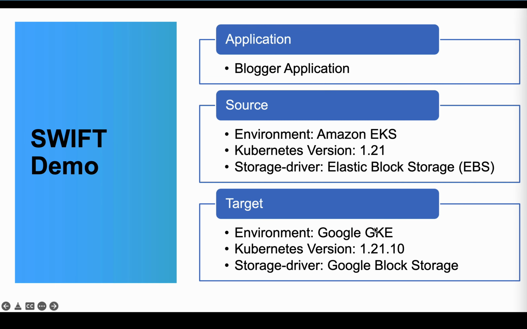In this demo, we'll look at migrating your containerized application, which is a Blogger application, from Amazon EKS Cloud to Google GKE Cloud. And then we'll also set up a DR environment within Google GKE Cloud, and we'll do all this using RackWare Swift as a solution.